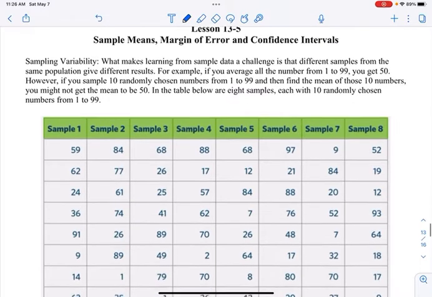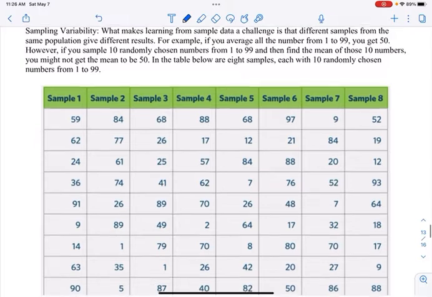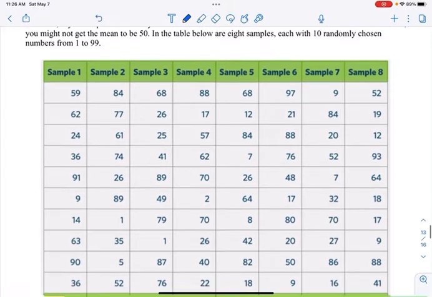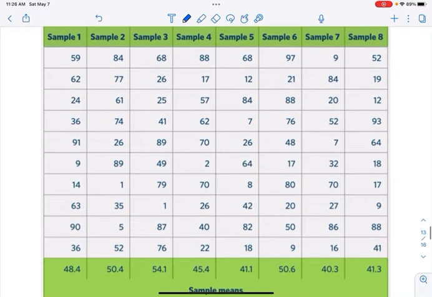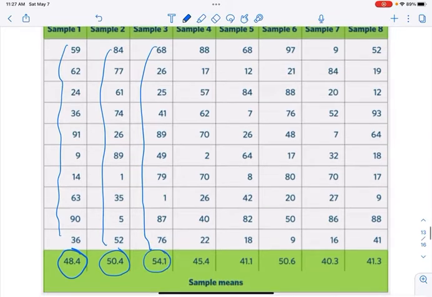So the table that I have here has 8 samples, each picking 10 random numbers from 1 to 99, and we can see what their mean is. So if we look, sample 1, these are the 10 numbers that I picked. There's the mean. All right, it's kind of close. Sample 2, these are the 10 numbers I picked. There's the mean. Sample 3, here are the 10 numbers that I randomly picked. That's the mean. So across the bottom are all my means. You can see all of these means.